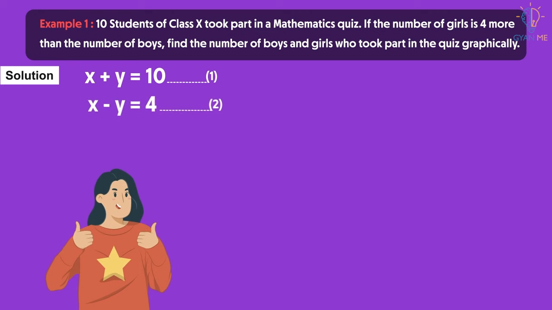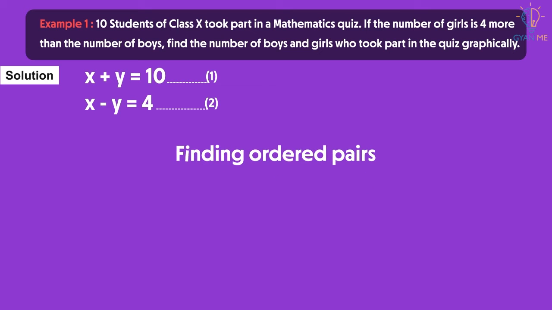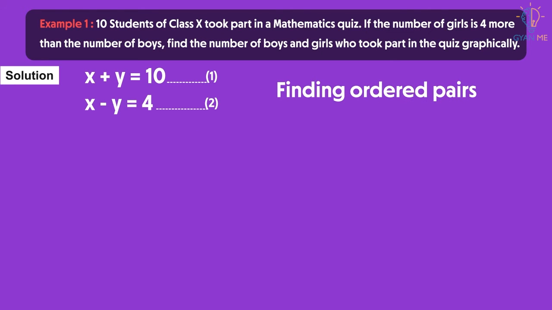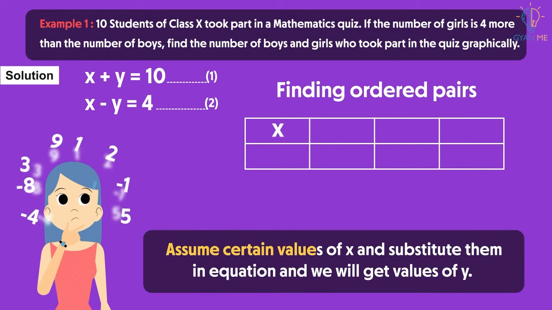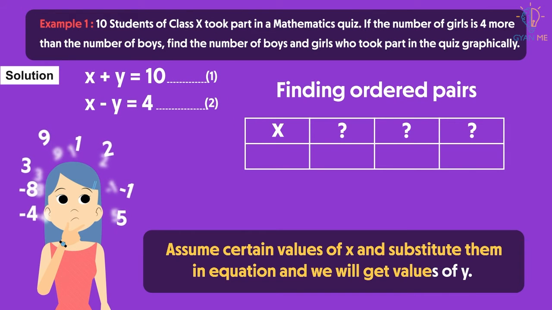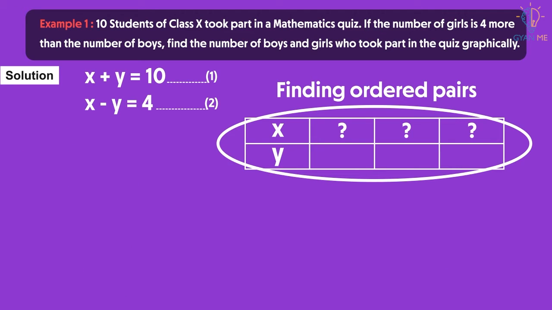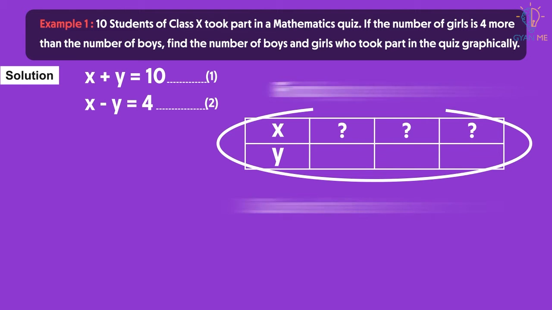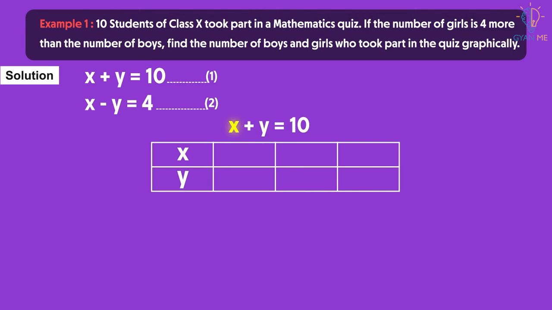As you already know how to make a graph of a given equation, for that we have to first get ordered pairs. For this, let us assume certain values of x and substitute them in the equation, and we will get the corresponding values of y. These values of x and y are nothing but coordinates of the points. Let us consider equation 1, x plus y is equal to 10, and find out the coordinates of points A, B and C through it.